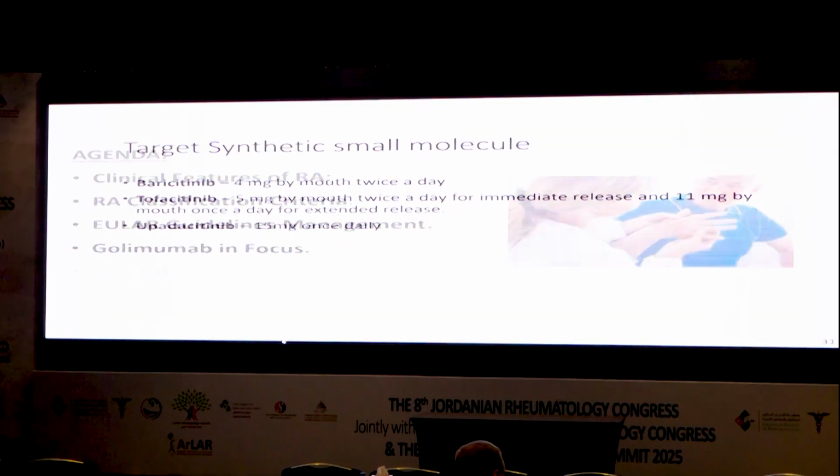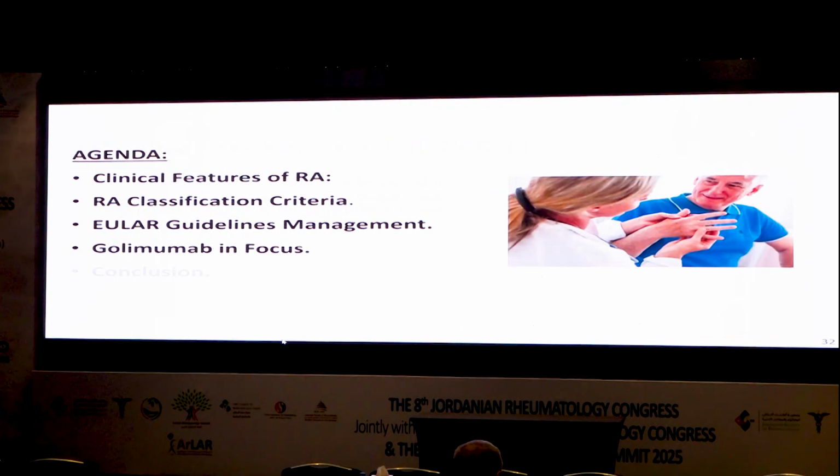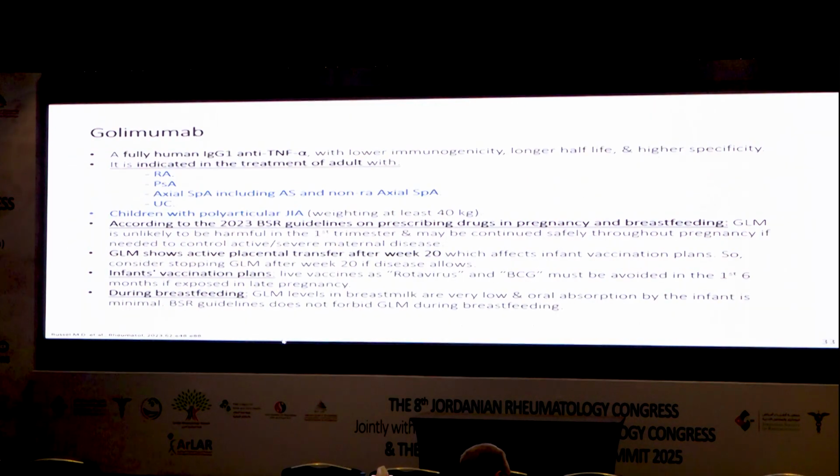What about golimumab in particular? Golimumab is a fully humanized IgG1 anti-TNF alpha with lower immunogenicity, longer half-life, and higher specificity. It is indicated in the treatment of adults with rheumatoid arthritis, psoriatic arthritis, axial SpA, including ankylosing spondylitis and non-radiographic axial SpA, and ulcerative colitis, as well as in the management of children with polyarticular JIA with at least 40 kilograms body weight.